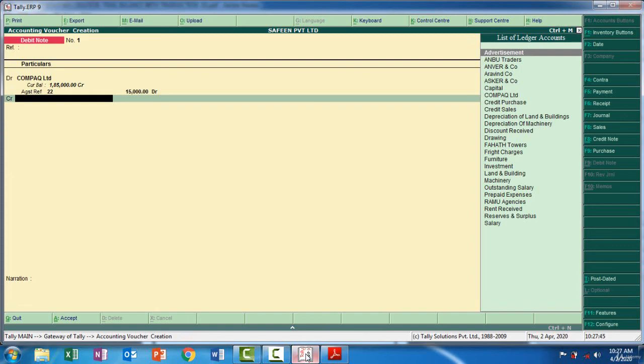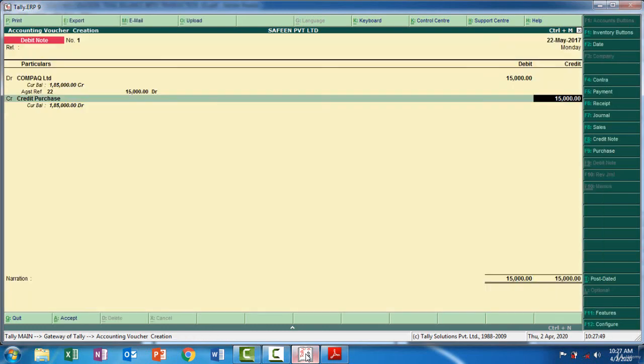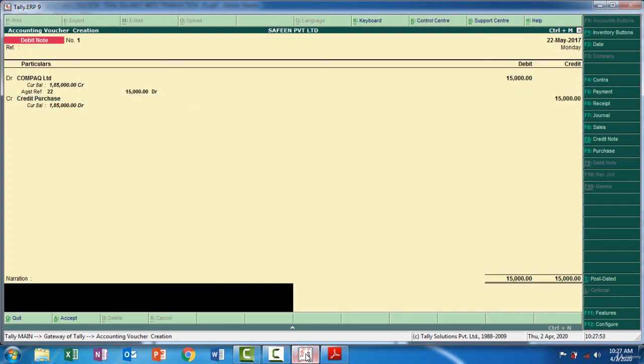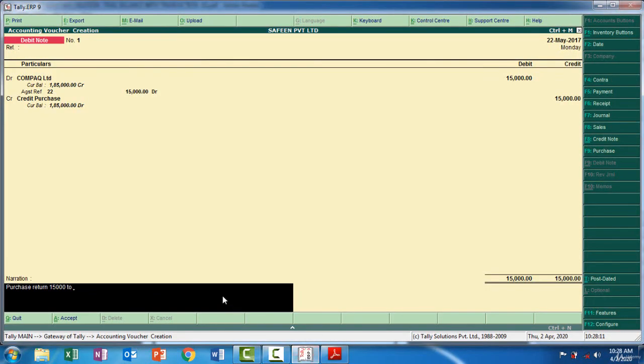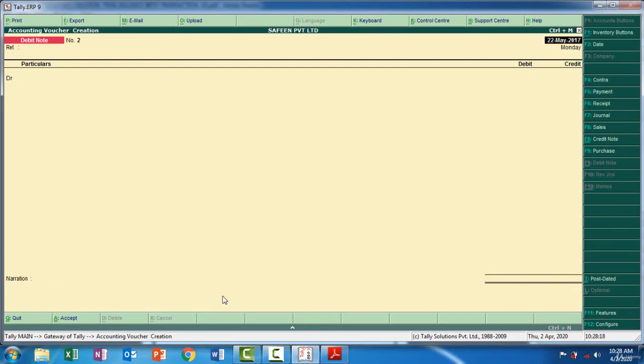Credit purchase account. So I'm going to choose the purchase account credit 15,000. The narration is purchase return 15,000 to Comeback. Okay, then accept. Yes.